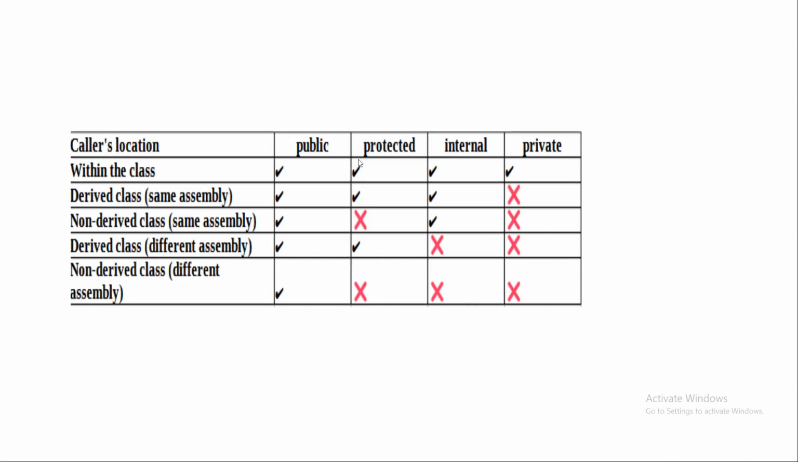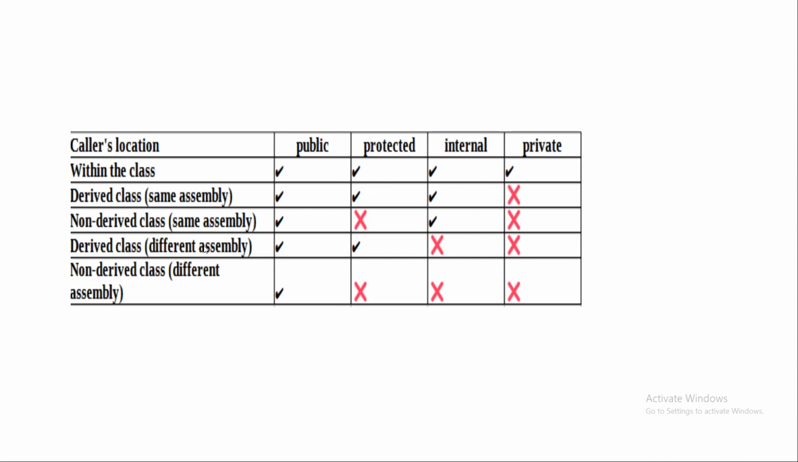And protected is within the class, obviously, and also the class which is using this or derived. So basically the base class as well as the child class. The only caveat here is that if it is a child class, it can be in the same DLL or a different DLL. I will just pause, go through it and ask me if you have any questions.